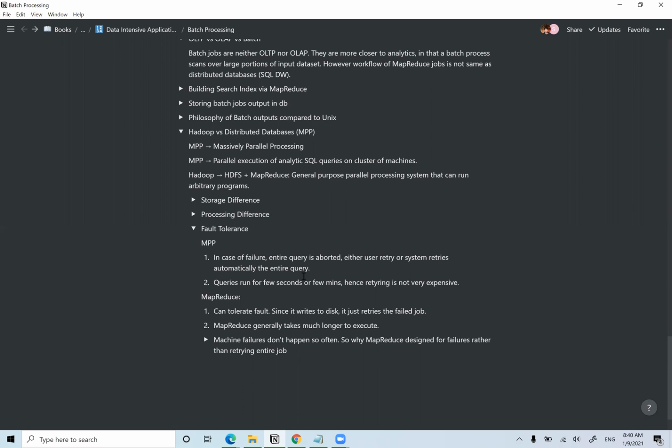And if something fails in between for a job that you were running for 1 hour, and it restarts, then it will be very frustrating, right? So these MapReduce kind of systems can tolerate faults, and because they write their intermediate states on disk, they can retry and rerun just the failed part of the job, right?